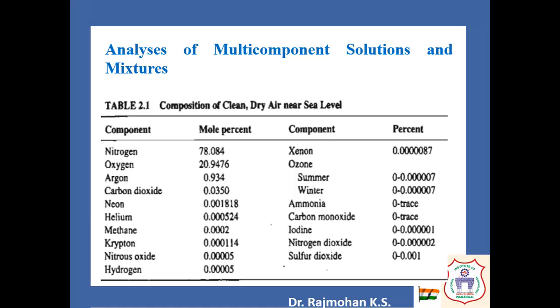In the previous lecture, we have seen the composition of dry air at sea level, right? The major components are nitrogen and oxygen, nitrogen being 78 mole percent, oxygen being 20.9 mole percent, and we have seen argon, carbon dioxide, neon, helium, nitrous oxide, hydrogen, ozone, ammonia, carbon monoxide, nitrogen dioxide, sulfur dioxide being other constituents.